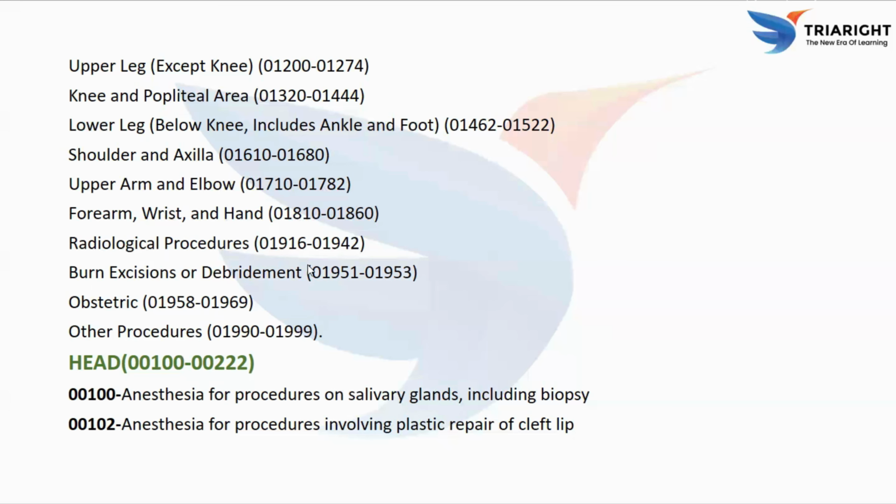Radiological procedures, 01916 to 01942. This is used when anesthesia is provided for MRI, CT scan and other imaging procedures. Burn excisions or debridement. This is used for surgical removal of burn tissue as well as cleaning of severe burns. The code ranges are from 01951 to 01953.